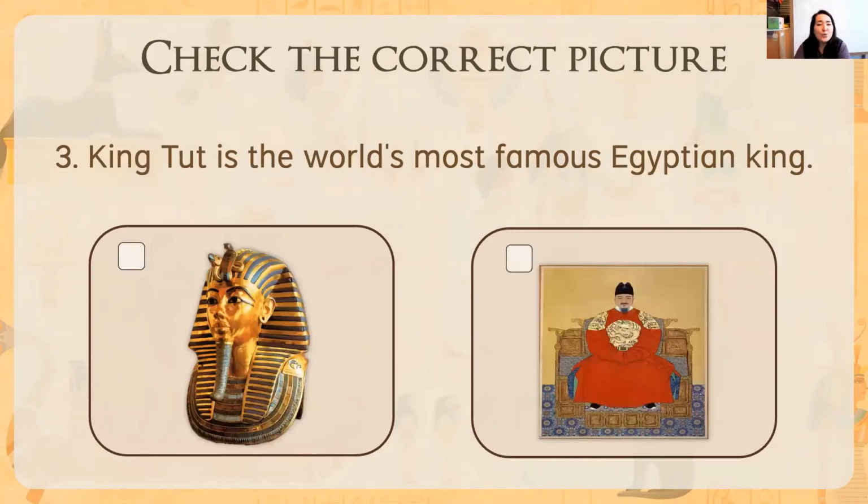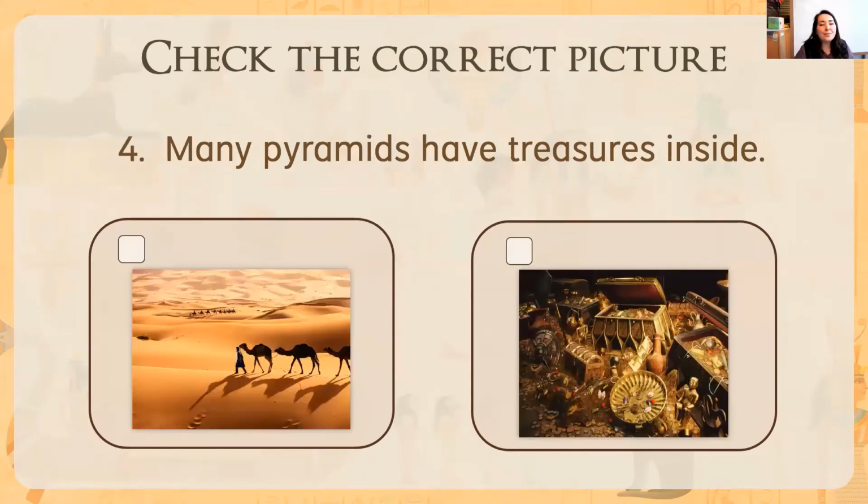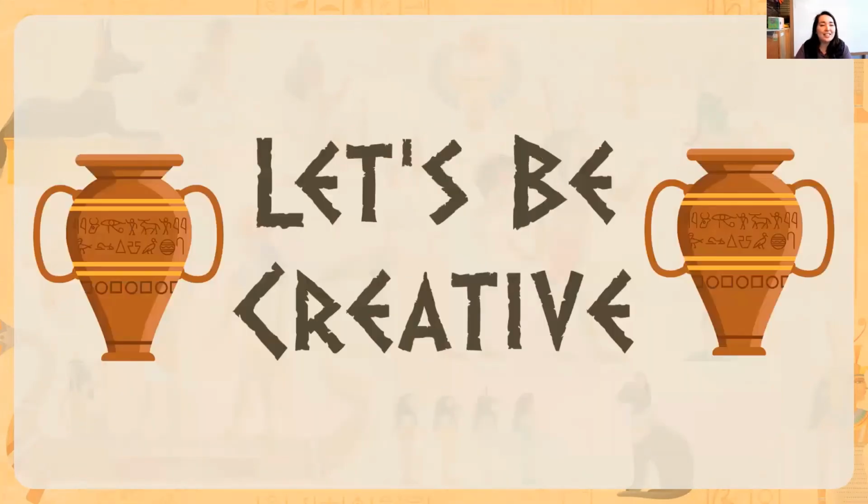King Tut is the world's most famous Egyptian king. Is picture one King Tut or picture two? That's right, picture one, good job. Many pyramids have treasures inside. Which picture is treasure? One or two? Yes, it is picture two, very good. All right, and it's time to be creative.